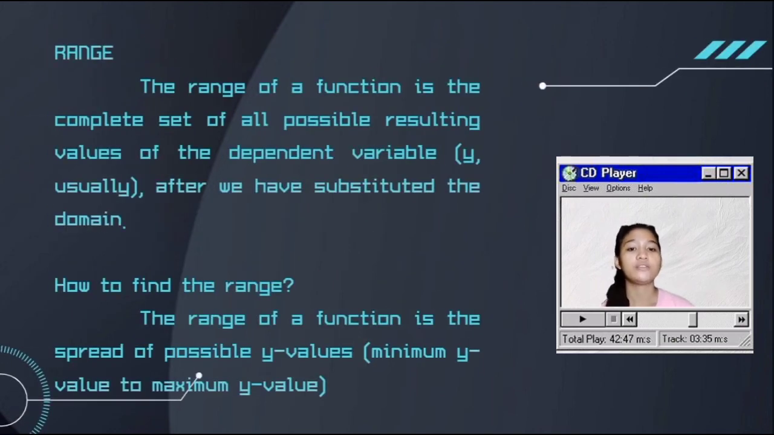Range. The range of a function is the complete set of all possible resulting values of the dependent variable y, usually after we have substituted the domain. How to find the range? The range of a function is the spread of possible y values, from minimum y value to maximum y value.